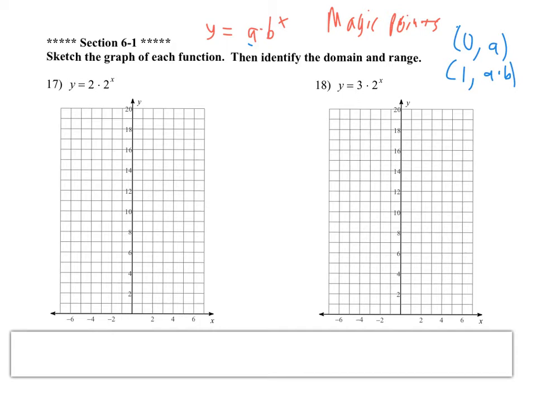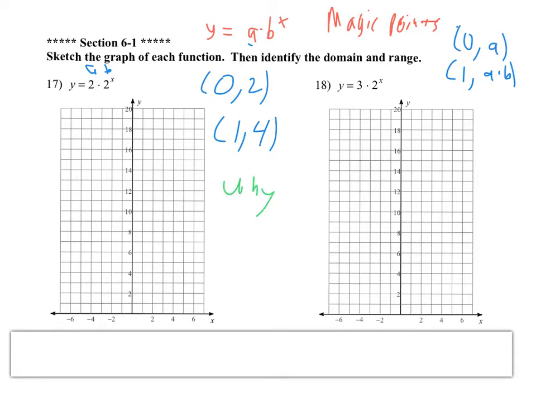If I use that here, we can see that in this case, our a and our b are both 2. So this will be 0, comma, 2, and then 1, comma, a times b, so 2 times 2 would be 4.